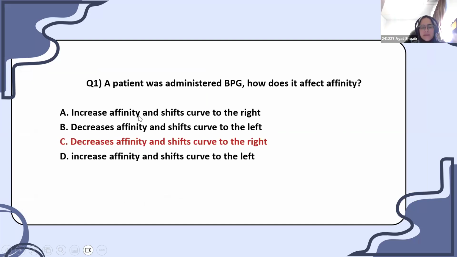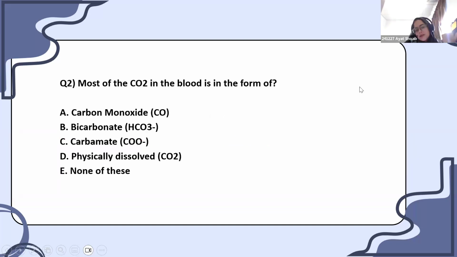If you said decrease affinity and shift left, you can just eliminate this one, because decreased affinity does not go to the left, it goes to the right. And increased affinity does not go to the right, it goes to the left. So these two would just go away. These two would be the main two, so it was a 50-50. And if you know the answer, you know the answer.